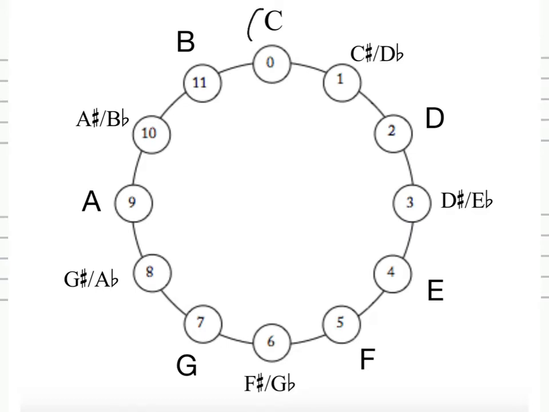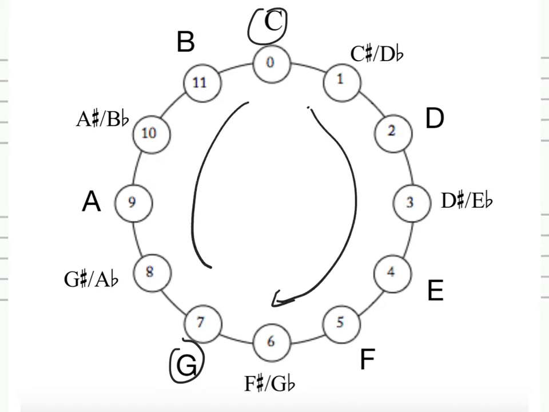So from C to G, you can count in this direction and that's 7 half steps, or in that direction, and that's 5 half steps. So a perfect fifth up or a perfect fourth down. The next example that I gave you was from A up to D. So here's A, here's D. 1, 2, 3, 4, 5 up, or 1, 2, 3, 4, 5, 6, 7 going down.